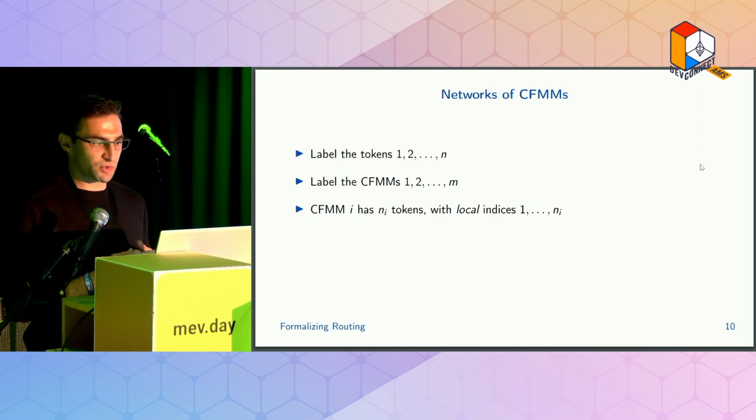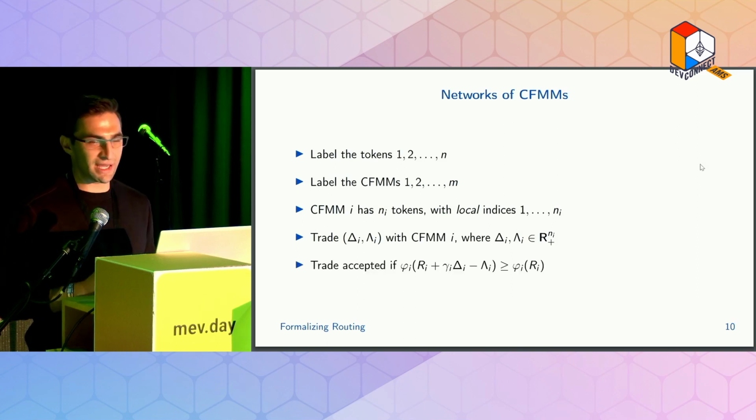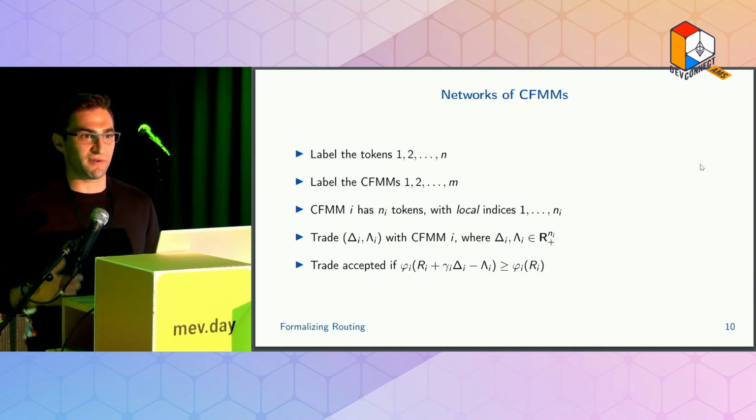Each CFMM, which we're going to call I, is going to have N_I tokens. So for example, in a swap pool, the local indices would be 1 to N_I, so it would be 1 and 2 in a swap pool. And we're going to trade this local basket, delta_I, lambda_I, with CFMM I. And again, this trade is only accepted if when we evaluate the trading function on the new reserves, discounted by some fee, it's greater than or equal to the trading function evaluated on the old reserves.